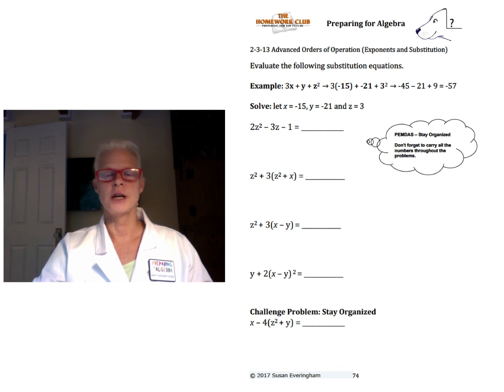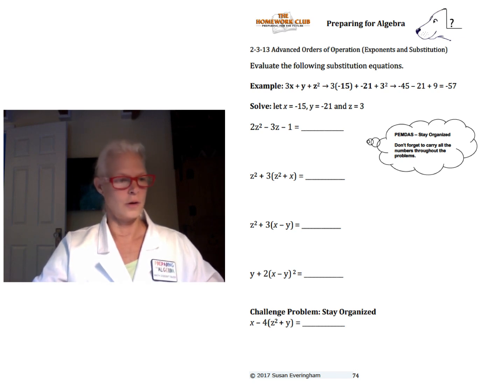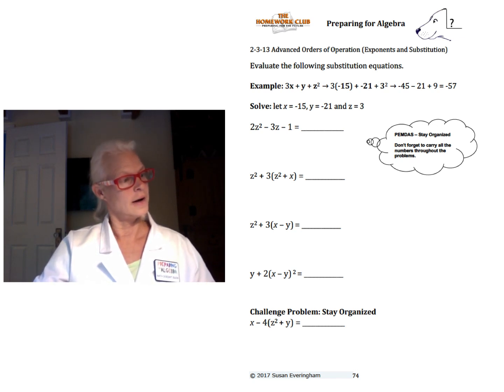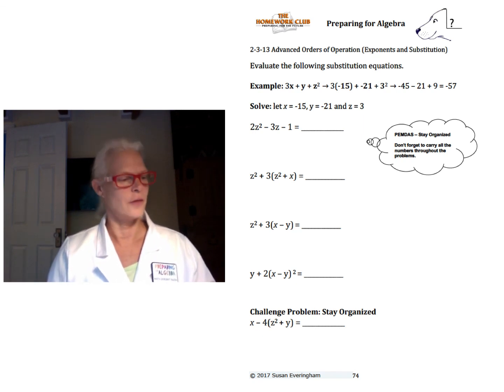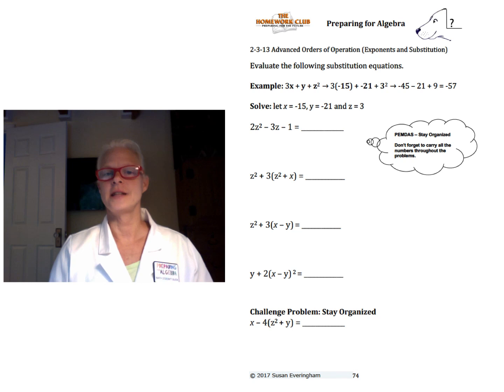So substitution here is where you've got your variable and you have a value that's attached to that variable. So anytime it comes up in an equation like the problems on this page, page 74, you will substitute, for example, minus 15 in for the variable x, and then so forth, minus 21 and 3 for y and z respectively.